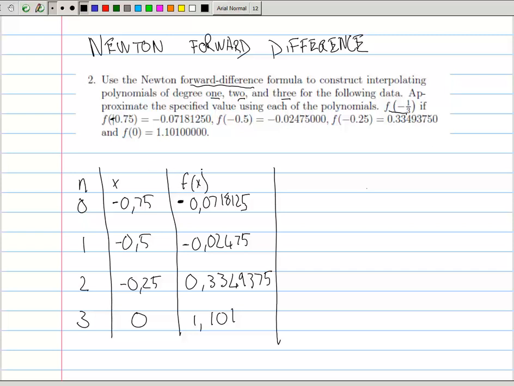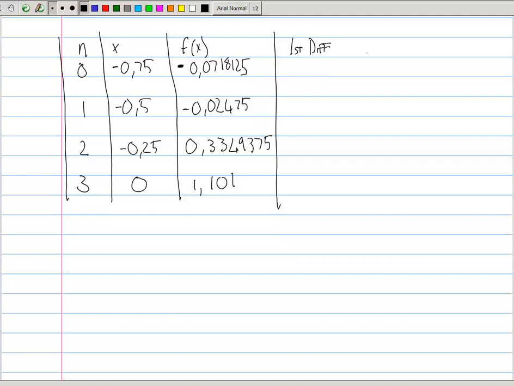So, like with the previous example, the first thing you want to do is set it up in a table. Again, we want our n, we want our x, and we want our f(x). Now, before, we were looking at our divided difference. This time, we're just looking at the difference. So I'm going to put first difference. I'm just going to scroll down to explain it. I'm just going to put diff over here.